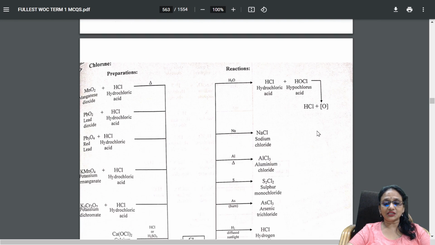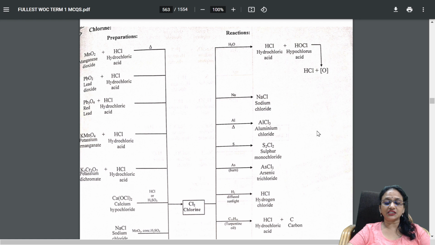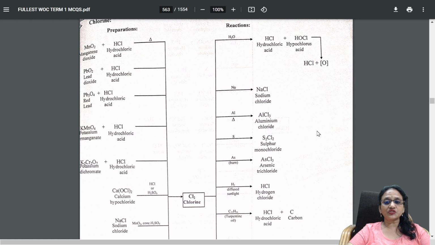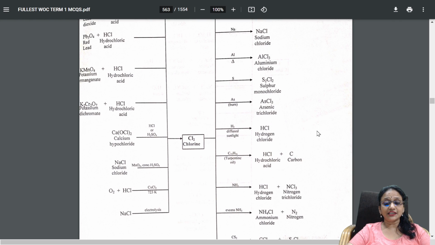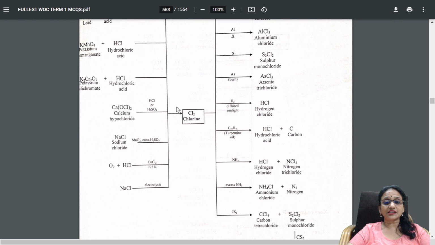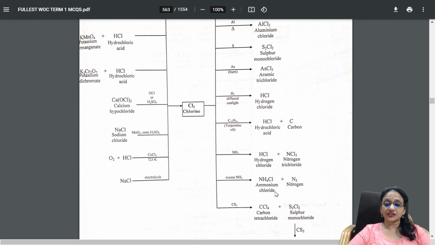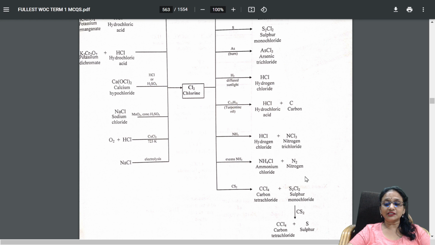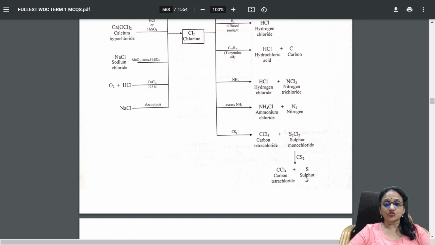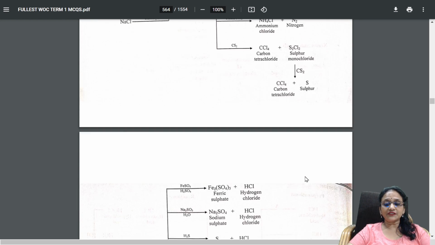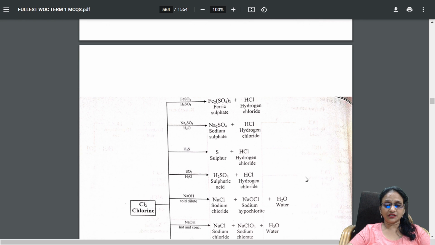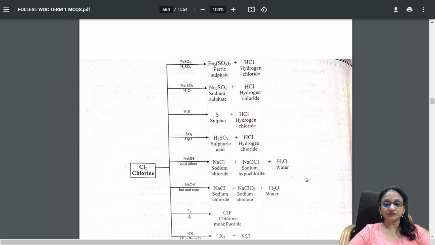That's nothing but chlorine, group 17. So same here, preparations on one side and your reactions on the right hand side. Got it, students? So everything is listed out, from where you're preparing, what happens when it combines with your metals, non-metals, ammonia, and everything. So all the products are there. Carefully note it.